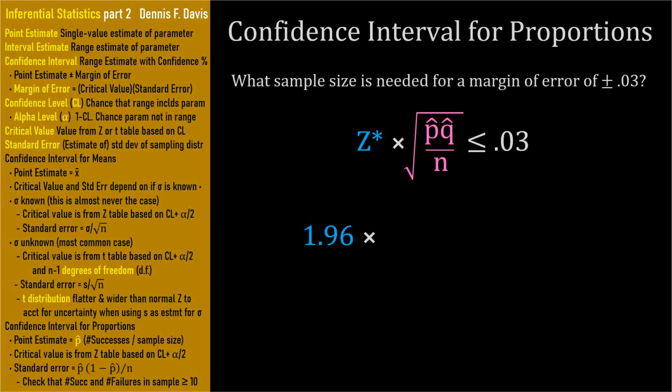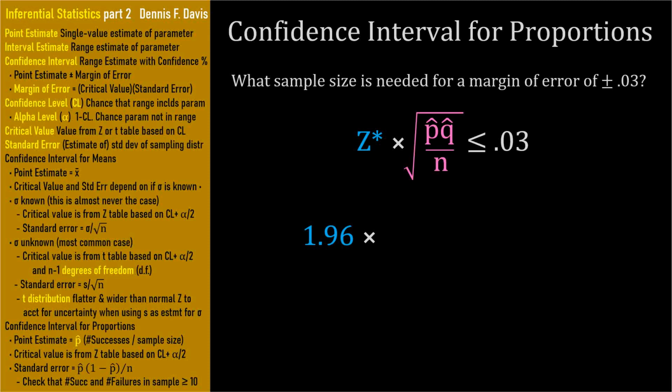What about p hat and q hat? Can we use p hat and q hat from our first sample? Well, that's a possibility. When you don't have any idea what the true proportion is, it's customary to set p hat and q hat both to 0.5. This is the conservative approach that maximizes the standard error, so we don't provide a confidence interval narrower than what's appropriate.